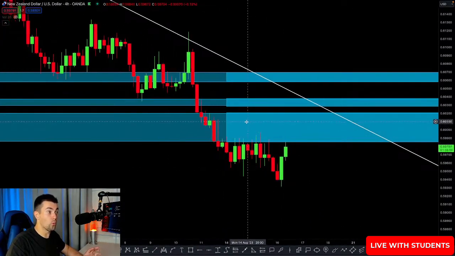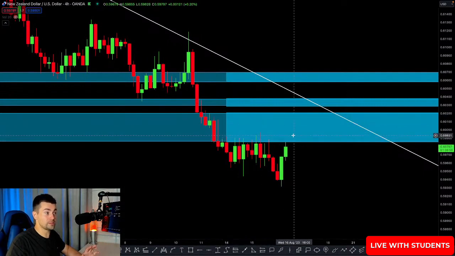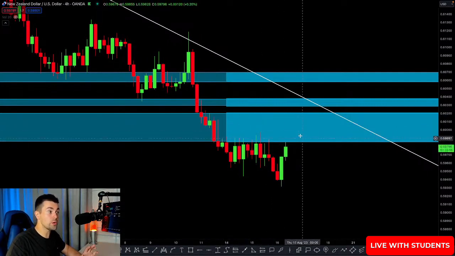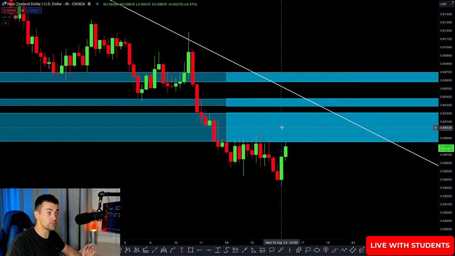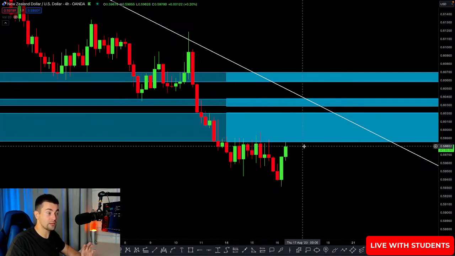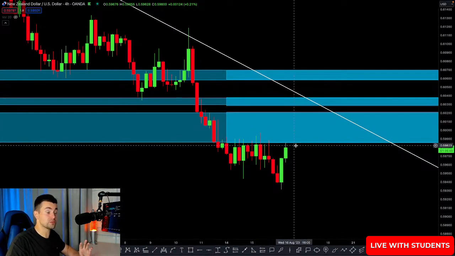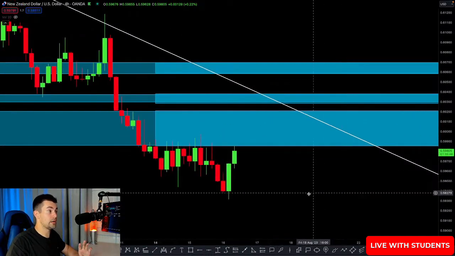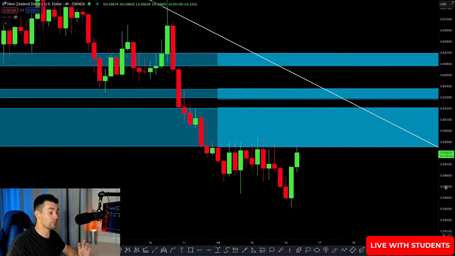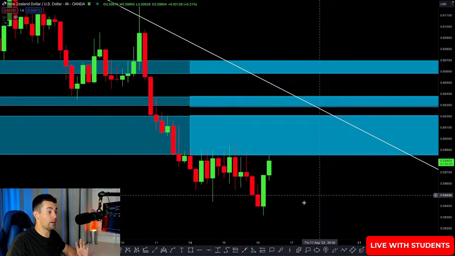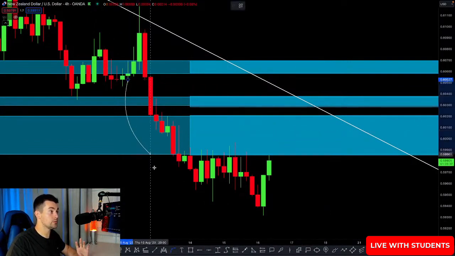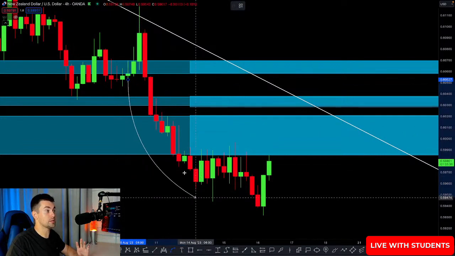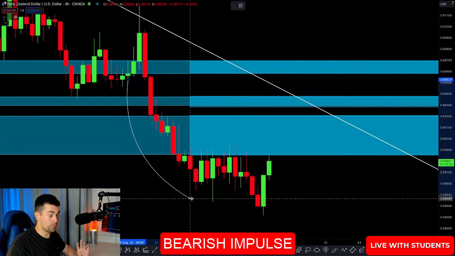can see that currently we are testing the broken structure. Currently we are approaching the broken support, we are approaching that resistance, and from that resistance the market may potentially drop. Analyzing the price action, we can spot that New Zealand dollar pair was falling rapidly. Yes, we got a strong bearish impulse.